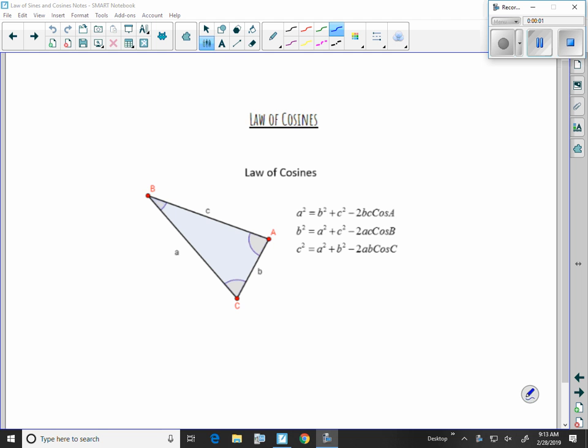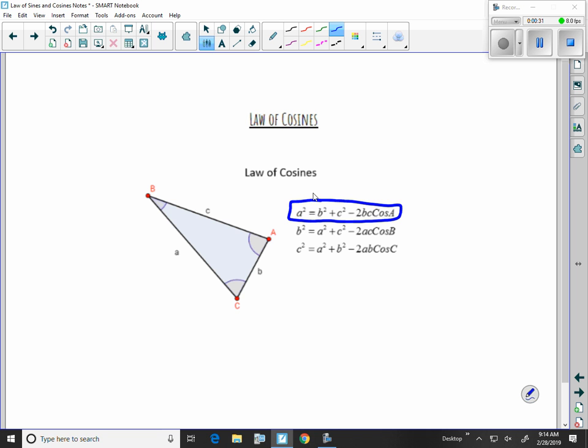Look at the three general forms. Those are basically the same exact formula. It's just depending on which side and angle you are looking for. For example, if we were looking for side A, we would use this particular formula. If you're looking for side B, the second one, side C, the third one. Same thing if we were looking for angle A, we would use this one, angle B, angle C.